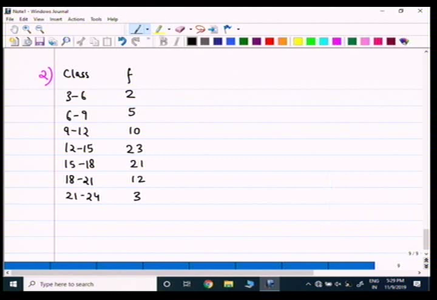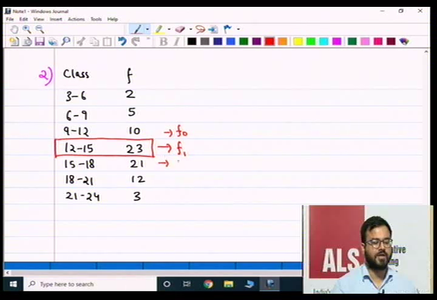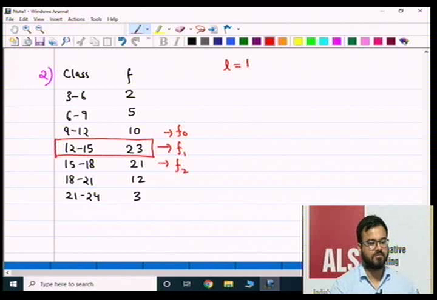Okay, so let us do this. Here, directly you can see the maximum frequency is 23. So this is the modal class. This will be F1, this will be F0, and this will be F2, right? And L will be over here, the lower limit of the modal class, which is 12, and H is the class size, which is 3.